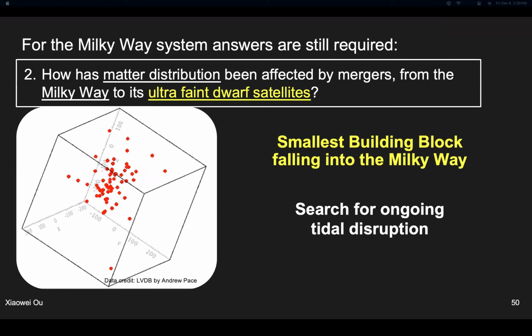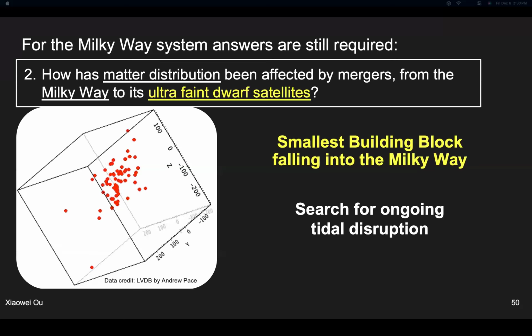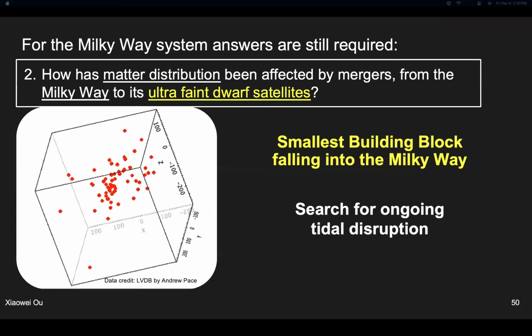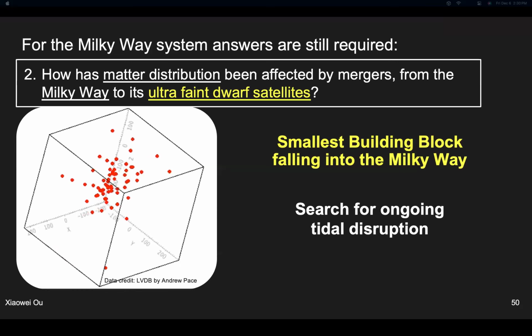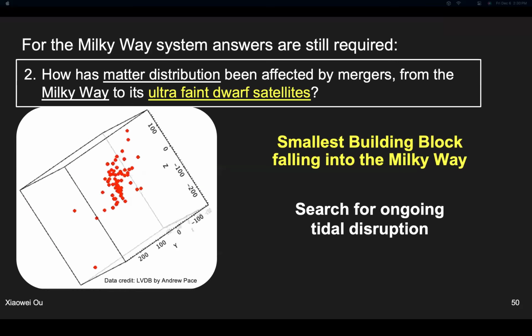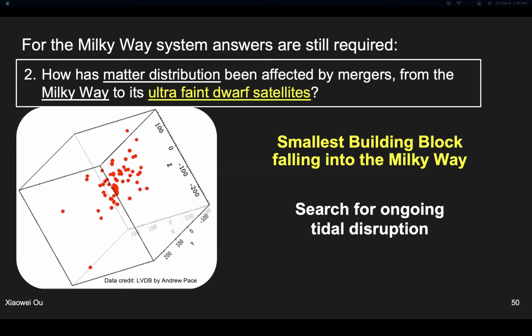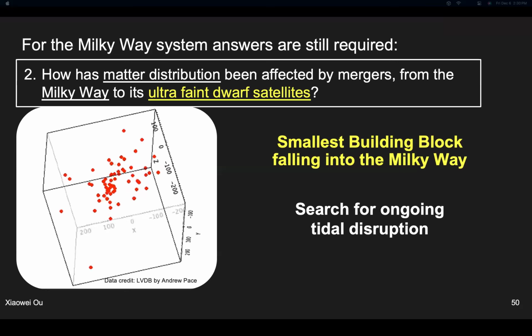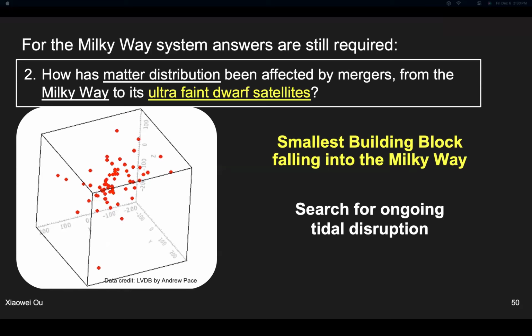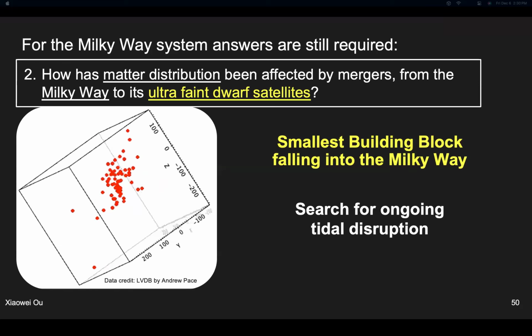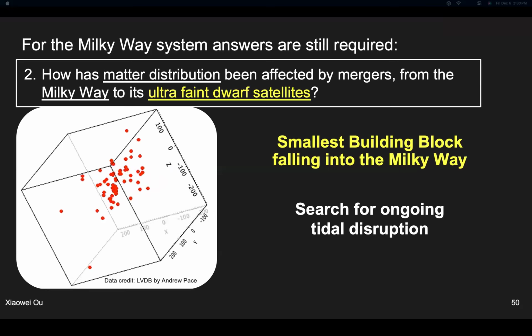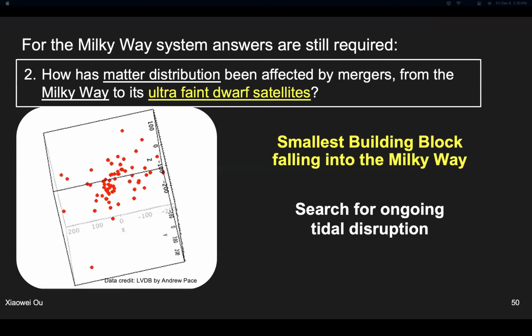These are, again, the smallest building blocks in the assembly process, and we're going to be looking for the ongoing tidal disruption happening in these systems. While these things are extremely faint, this plot shows how many UFDs we've discovered so far, ranging all the way to 200 kiloparsecs from the galactic center.